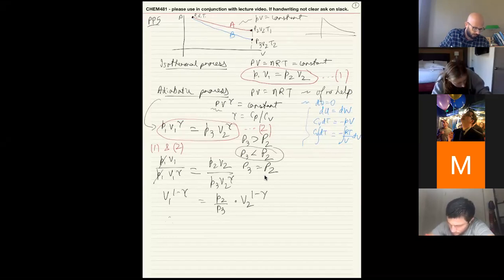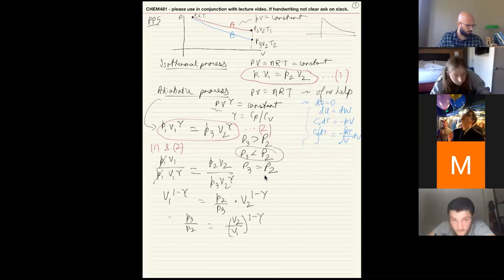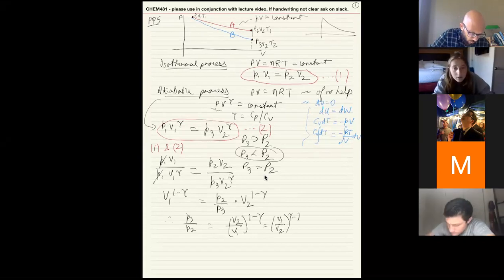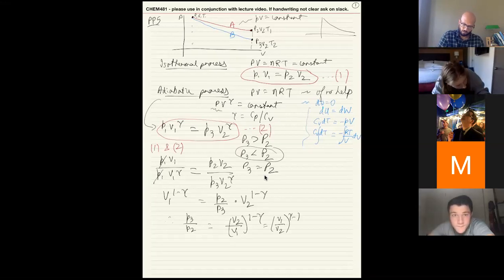Therefore, we get P3 by P2 is equal to V2 by V1 to the power 1 minus gamma. V2 by V1 to the power 1 minus gamma is V1 by V2 to the power gamma minus 1. What do we see here regarding V1 and V2? It's an expansion. So that's clear that V1 by V2 is less than 1, right? That is given as per this plot.